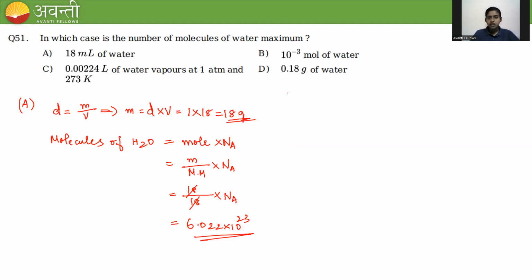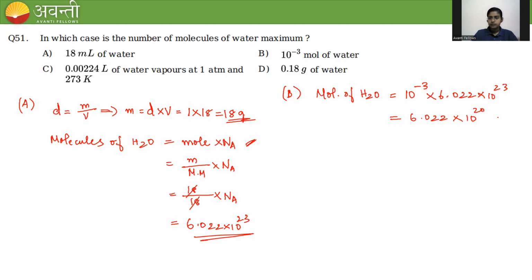Got it? Then coming to option B, we have 10 power minus 3 mole of water. To find the number of molecules, the given mole is 10 power minus 3. Use the same relation into Avogadro number, 6.022 into 10 to the power 23. So we are getting 6.022 into 10 to the power 20, so 10 to the power 20 molecules.